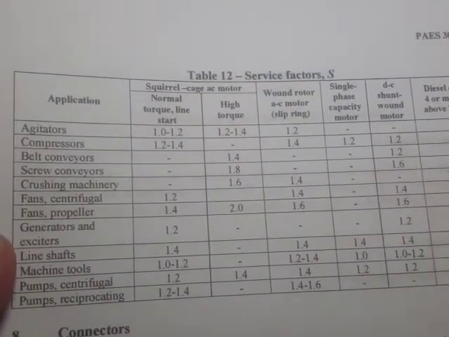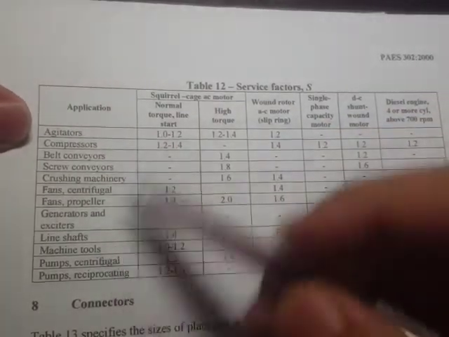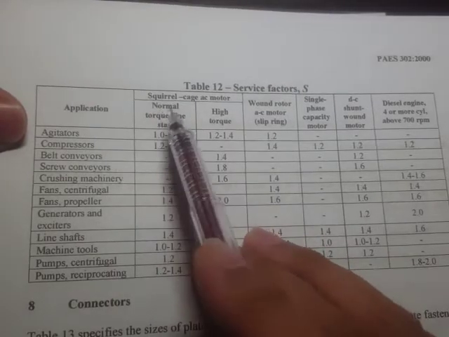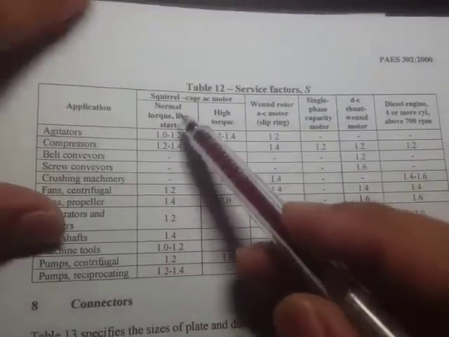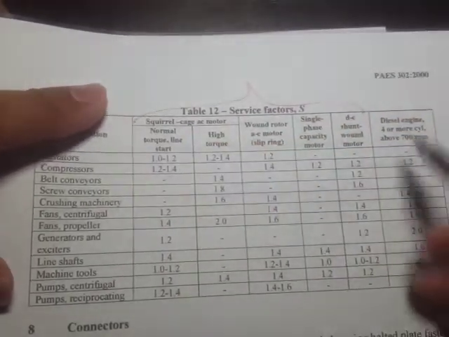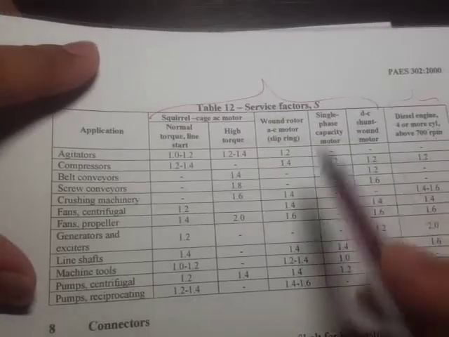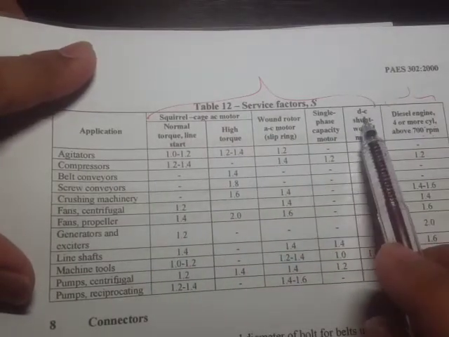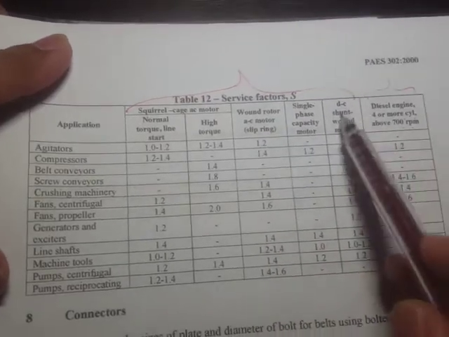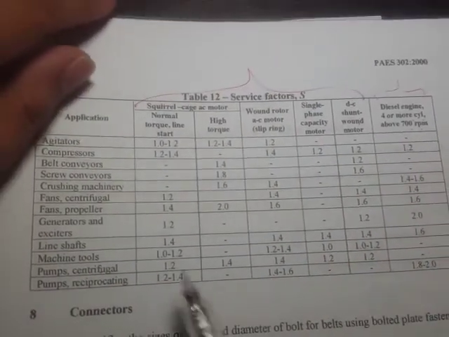Now, for the service factors, so here's the application, and here's the selection of the type of the prime mover. So right here it says squirrel cage AC motor. So these are electric motors. This one is a diesel engine, 4 or more cycles above 700 RPM. So here's the type of electric motor. So we have wound rotor AC motor, or single phase capacity motor, or DC shunt. So there's a list of values for the service factors.